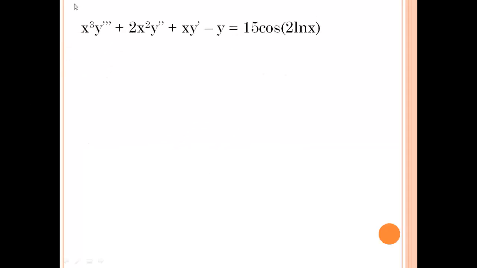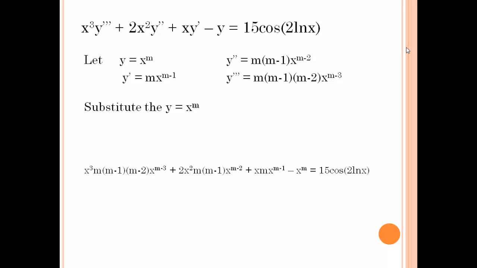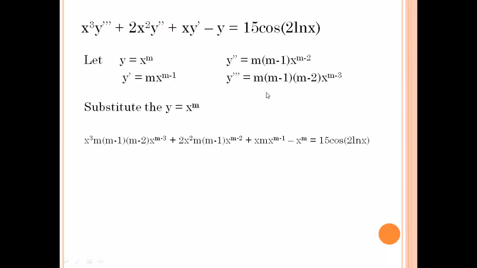Now in this equation, first we should set it into homogeneous and let y is equal to x to the m, y prime is equal to m x to the m minus 1, y double prime is equal to m times m minus 1 times x to the m minus 2, and y triple prime is equal to m times m minus 1 times m minus 2 times x to the m minus 3. Substituting these values to the equation would give us this.